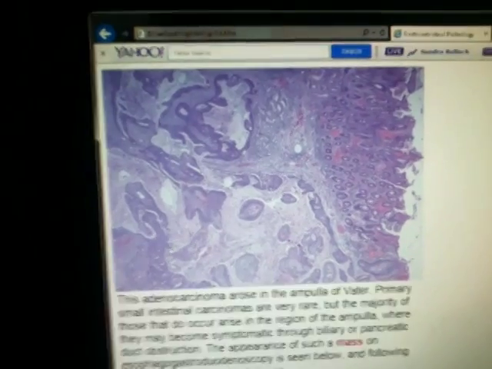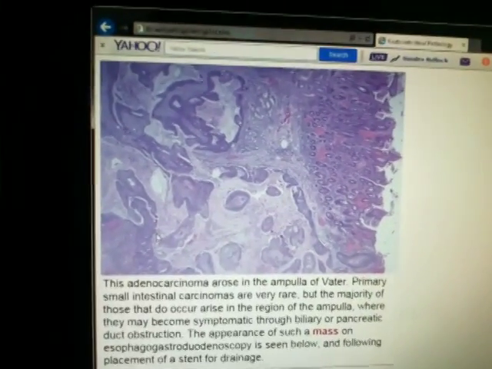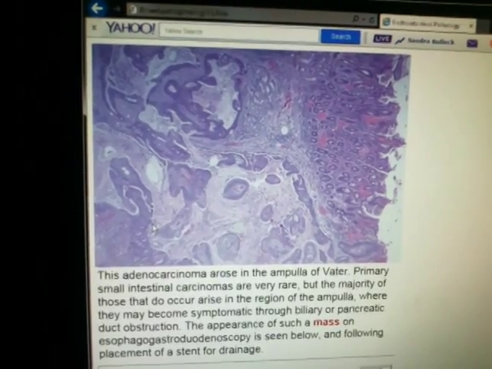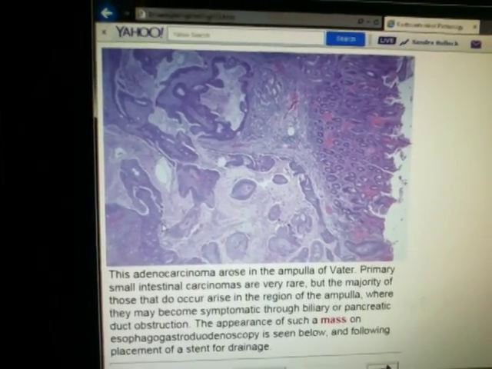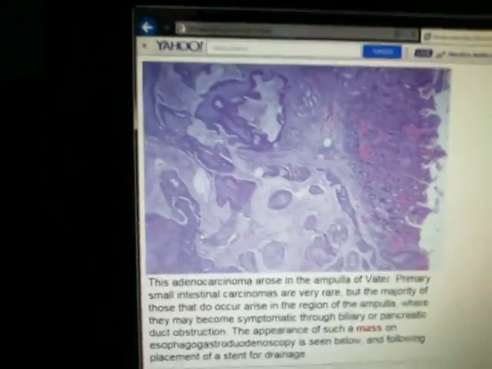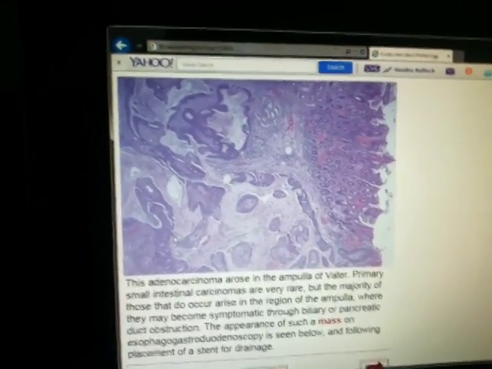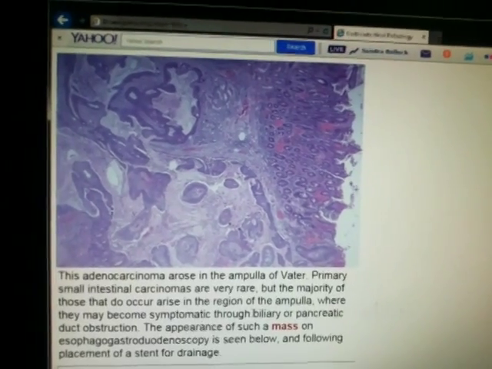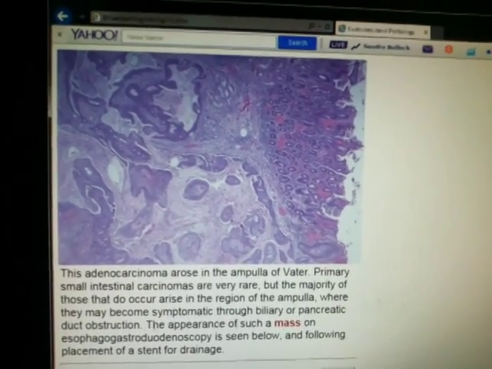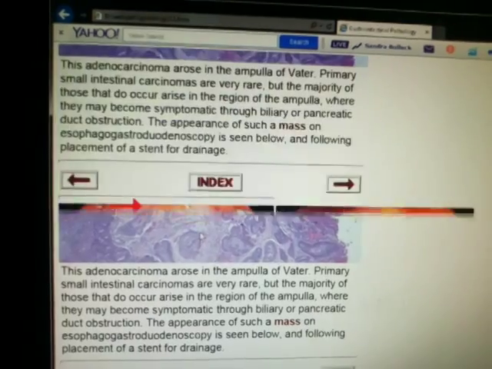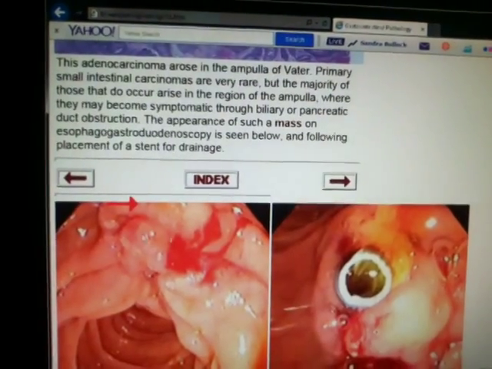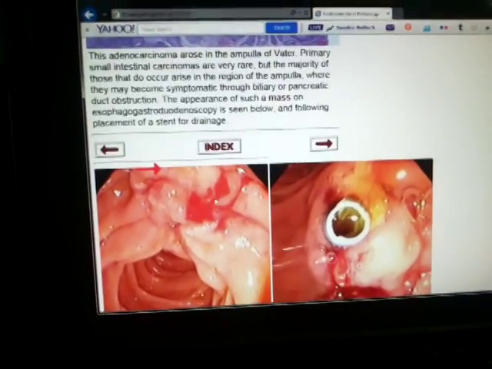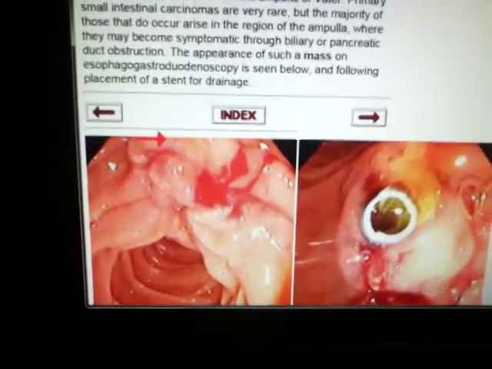So as we said, the primary tumor of the small intestine is very rare, but when we have a primary tumor of the small intestine, the majority of these tumors arise from the ampulla of Vater, and can lead to symptoms because of biliary or pancreatic duct obstruction. This is the endoscopic appearance of this tumor. You can see this large tumor which has ongoing bleeding here as well.